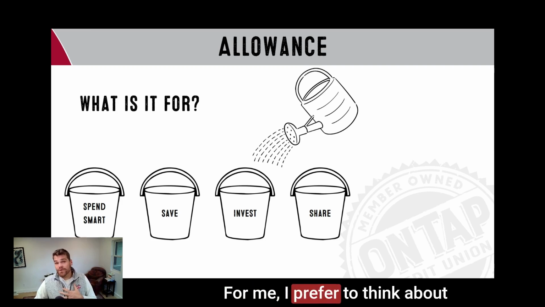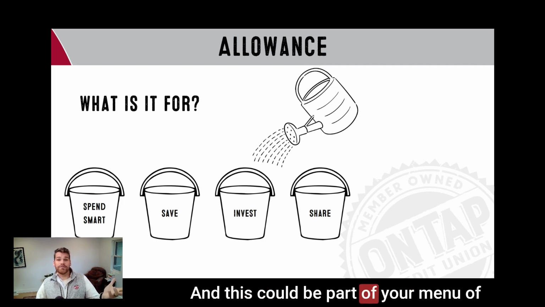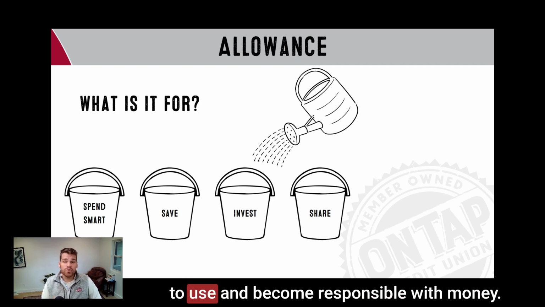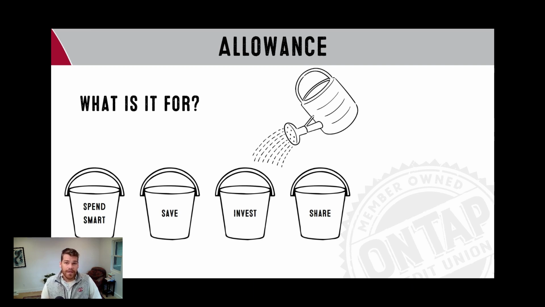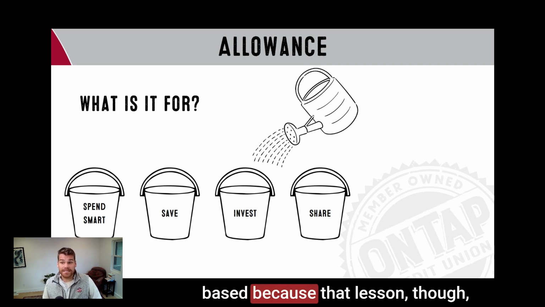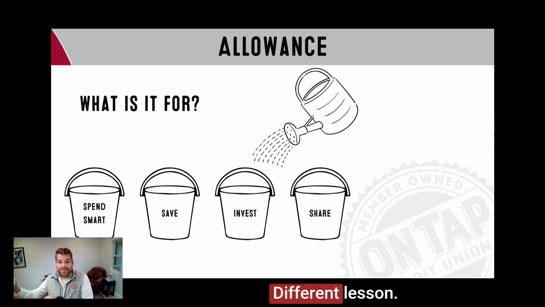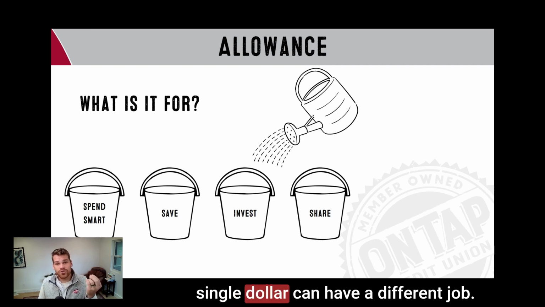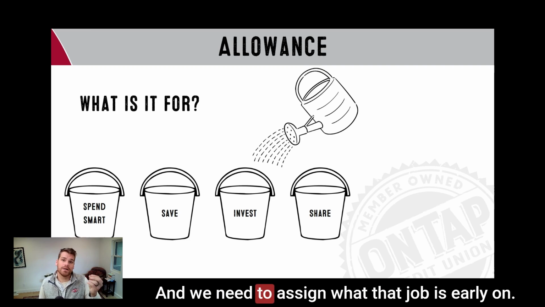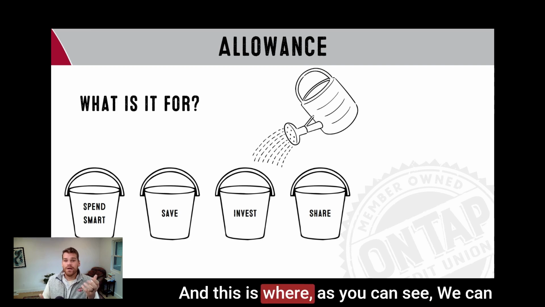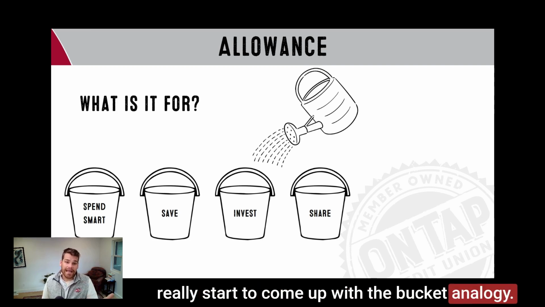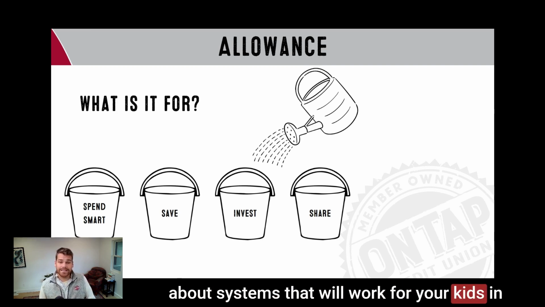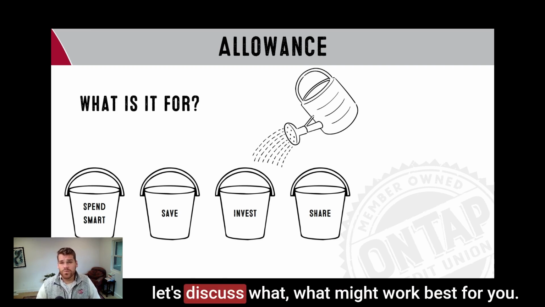For me, I prefer to think about it in a very different way. And this could be part of your menu of options out there to consider: I believe that allowance is more about teaching kids how to use and become responsible with money. And therefore, it doesn't need to be chore-based, because that lesson, though very important, is a different lesson. The point then of allowance is to really get them used to this idea that every single dollar can have a different job, and we need to assign what that job is early on. And this is where, as you can see, we can really start to come up with the bucket analogy. Now, this is going to be highly individualized. So again, I encourage you, if you're thinking about systems that will work for your kids in particular, to book a conversation with me and let's discuss what might work best for you.